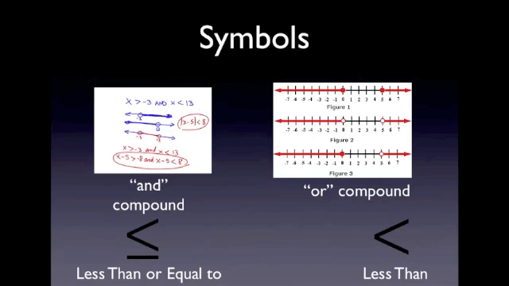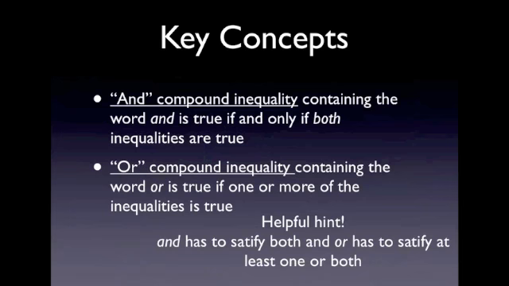Symbols. For an "and" compound, there is that little aggregator sign that equals the less than or equal to, and then for the "or" compound, you have the aggregator pointing away from the symbol, and that would be less than.